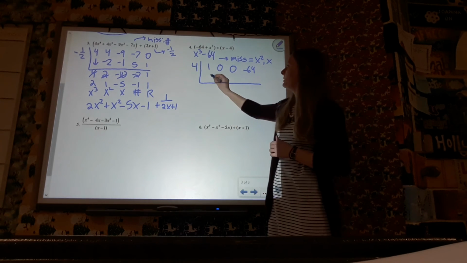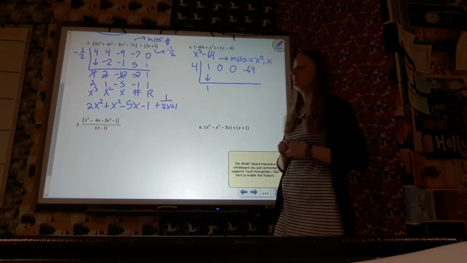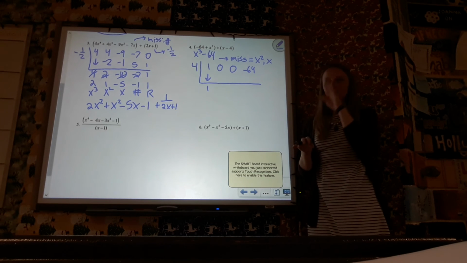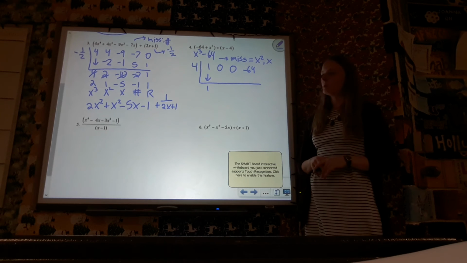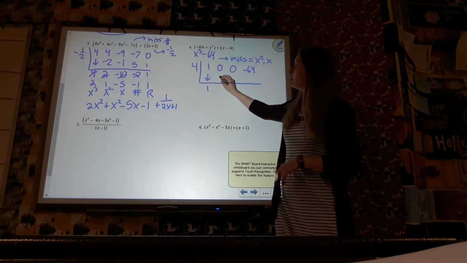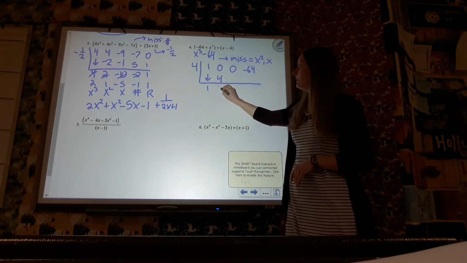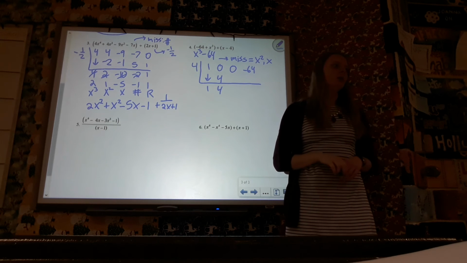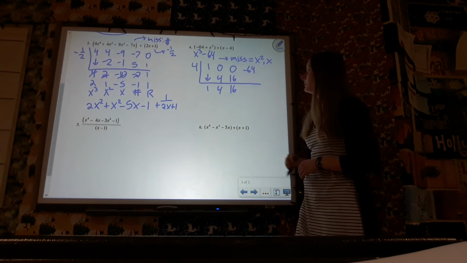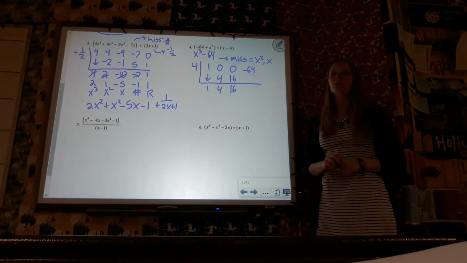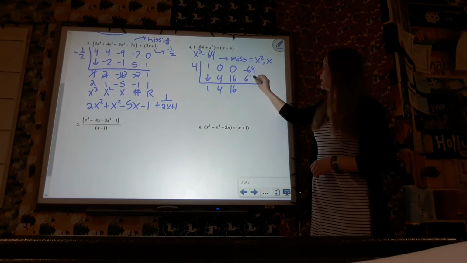Alright, so remember the first thing you do is drop the first number. Don't mess with it, just drop it down underneath the line. Then you can start the multiplication and addition process. So I'm going to multiply 1 times 4. 4. Add down, and I still have 4. 4 times 4 is? 16. Add down, I get 16. 16 times 4. Add down, I get 0.